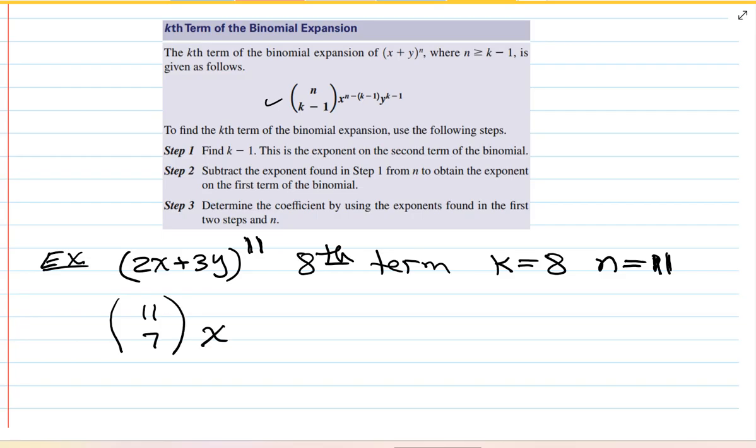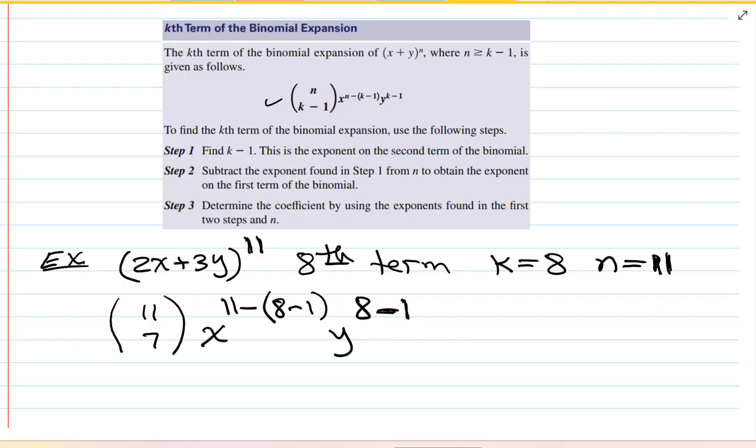times x to the n minus (k minus 1), and y to the k minus 1. Remember, I said if it's 8, you always subtract 1 for y. There you go. That's right there. Oops, sorry. Let me put k is 8. Just put in all numbers for these letters that you see up here.